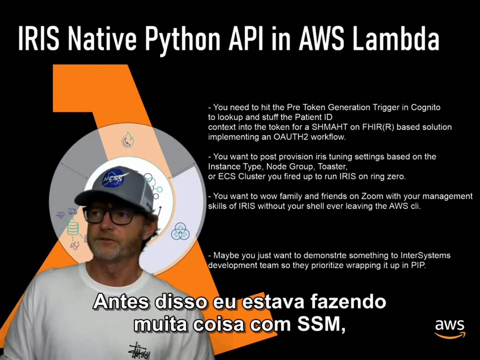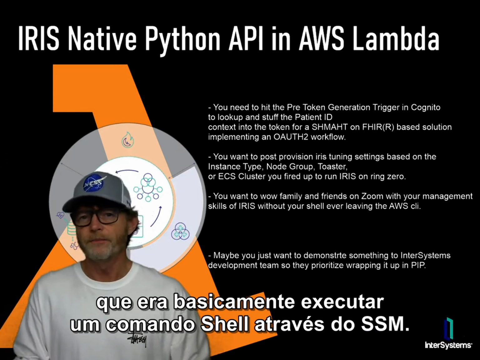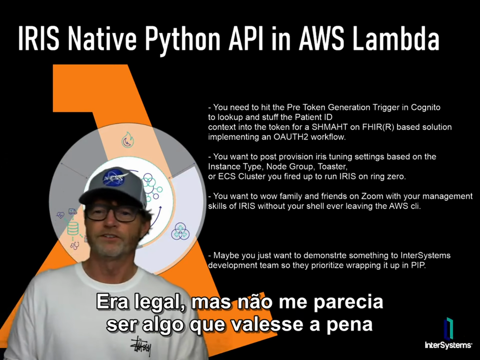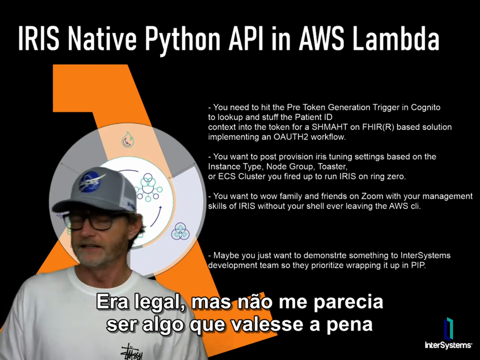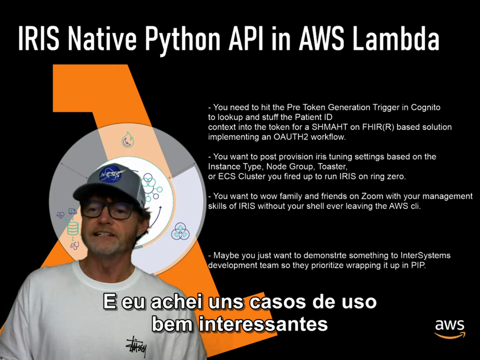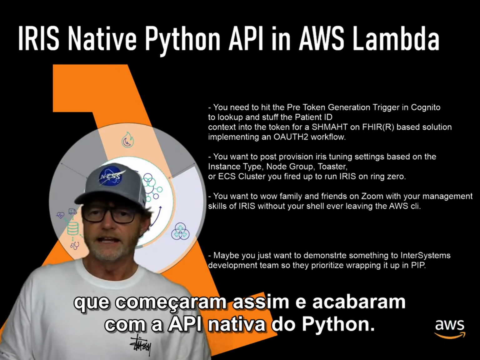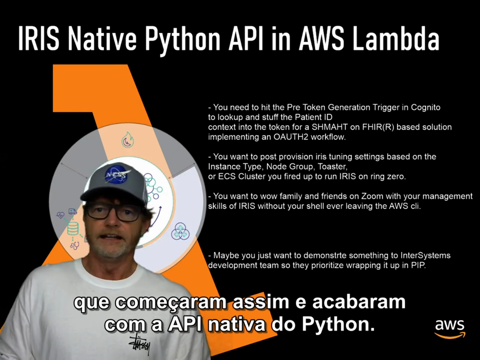Previously, I was doing a lot of stuff with SSM, so I would basically execute a shell command through SSM. It worked cool. It just didn't seem like anything worth sharing with your friends. But I did find some killer use cases that started that way, but then kind of ended up this way with the Python native API.